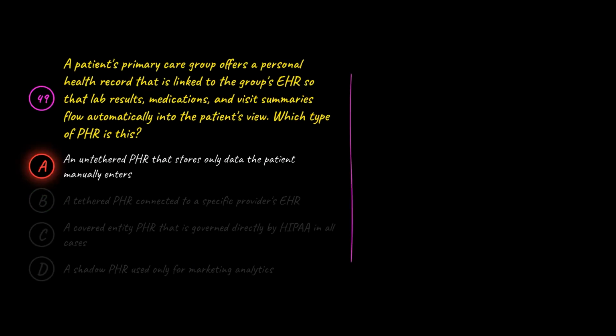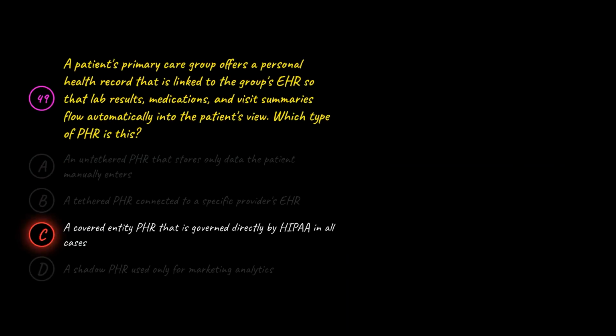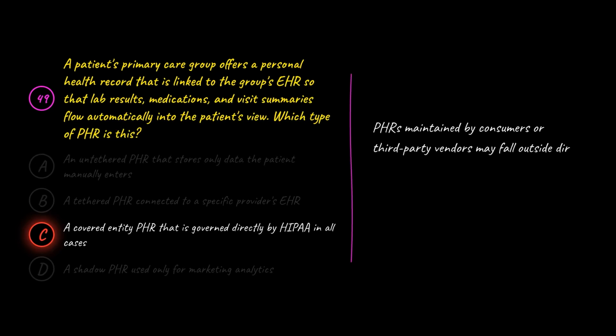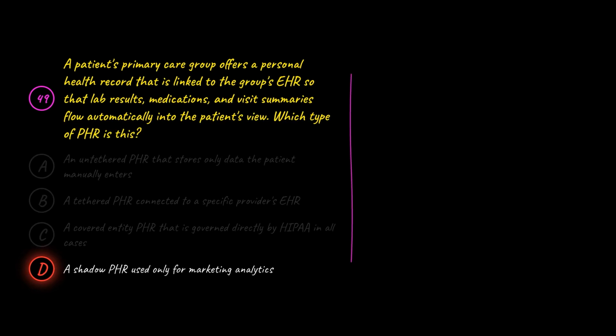A is wrong because untethered PHRs are standalone and rely on the patient to enter data manually. They are not linked to a provider's EHR. C is wrong because PHRs maintained by consumers or third-party vendors may fall outside direct HIPAA coverage even when they contain clinical data. The label does not automatically apply. D is wrong because shadow PHR is not a recognized category in consumer informatics.